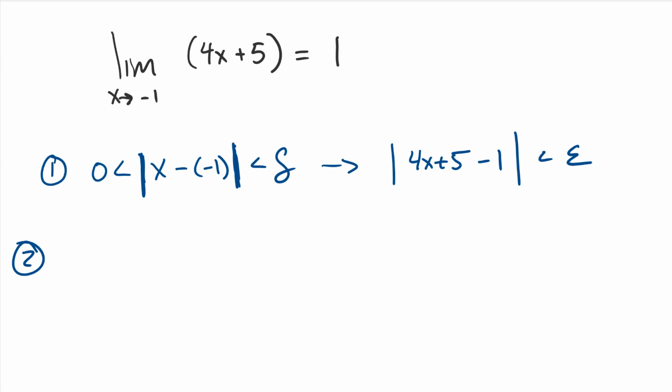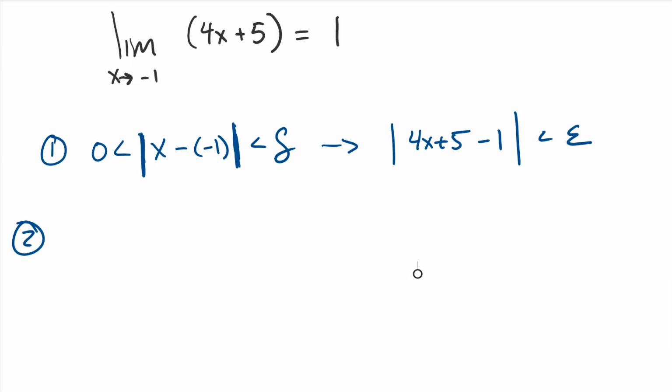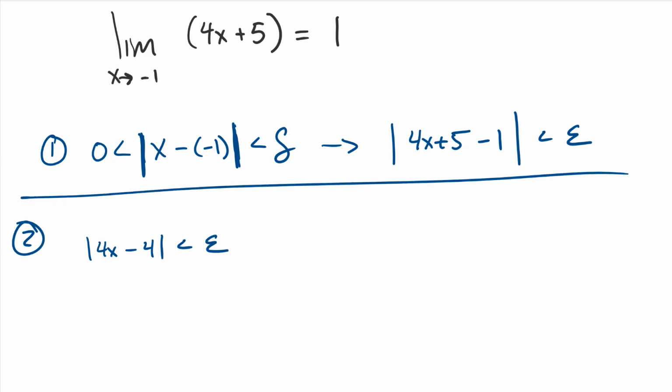So we're going to take what's on the right, and we're going to play around with that first, right? We don't mess around with the deltas. Let's get it. We're going to rewrite this in 4x plus 5. And now let's just do it. Plus 5 minus, that's 4x minus 4 is less than epsilon. Look, I did a step. A little step right there.